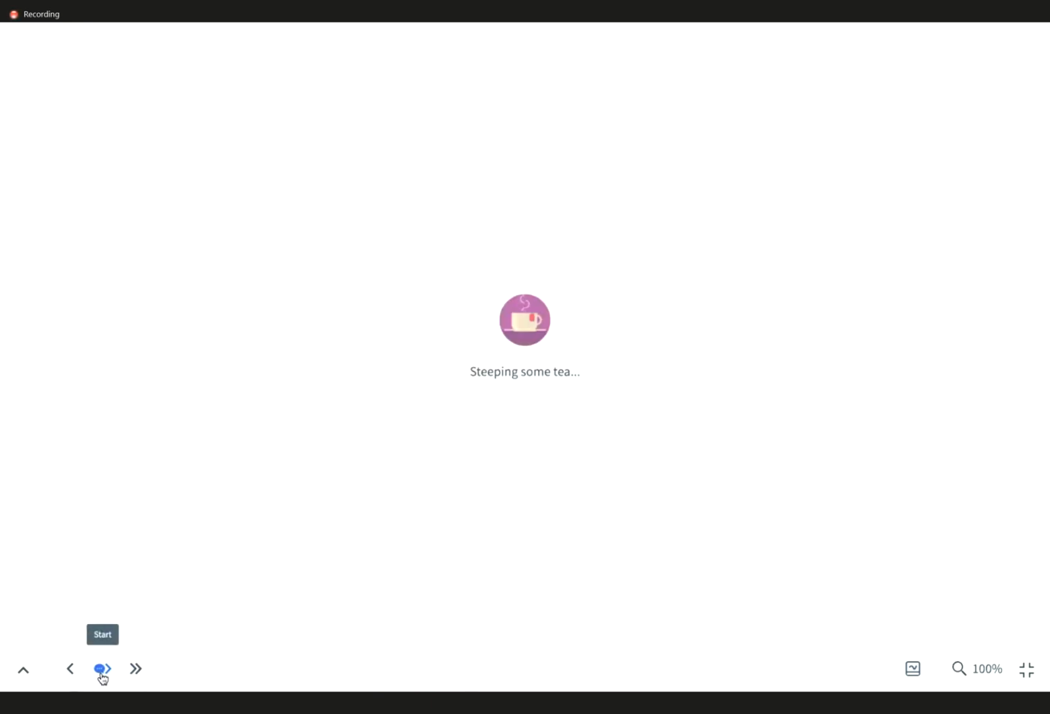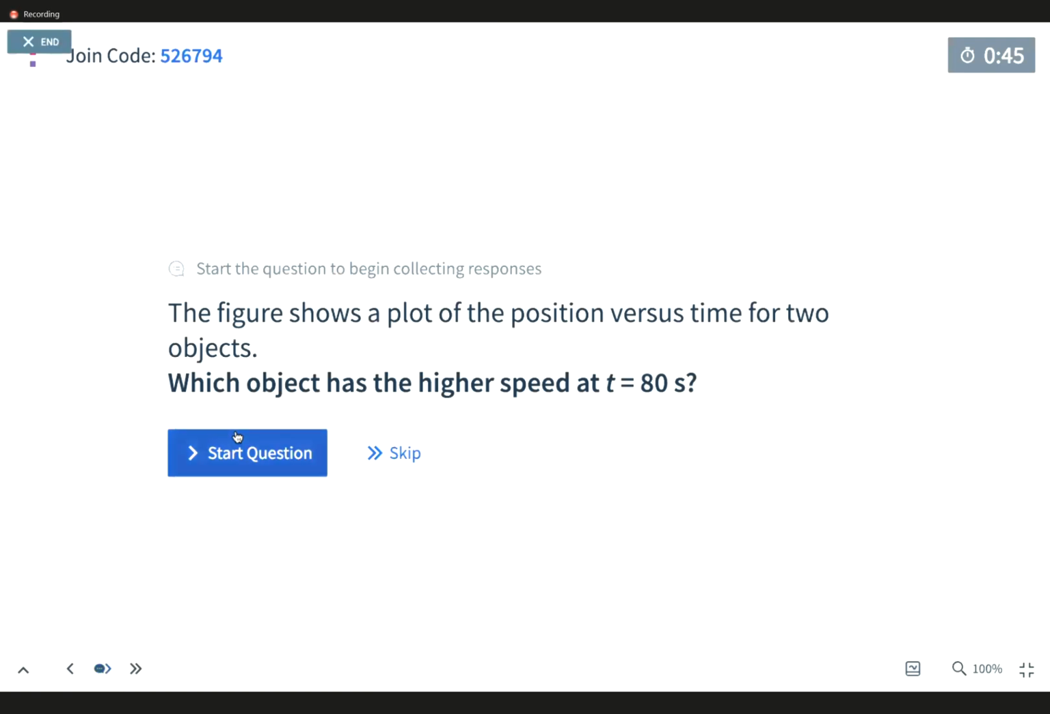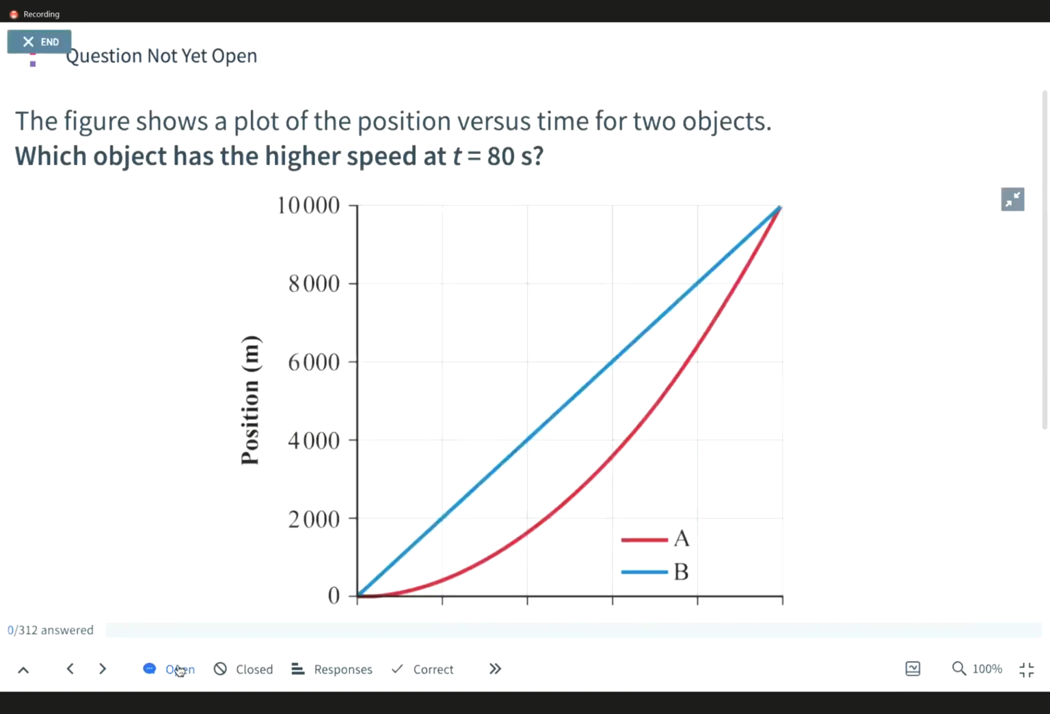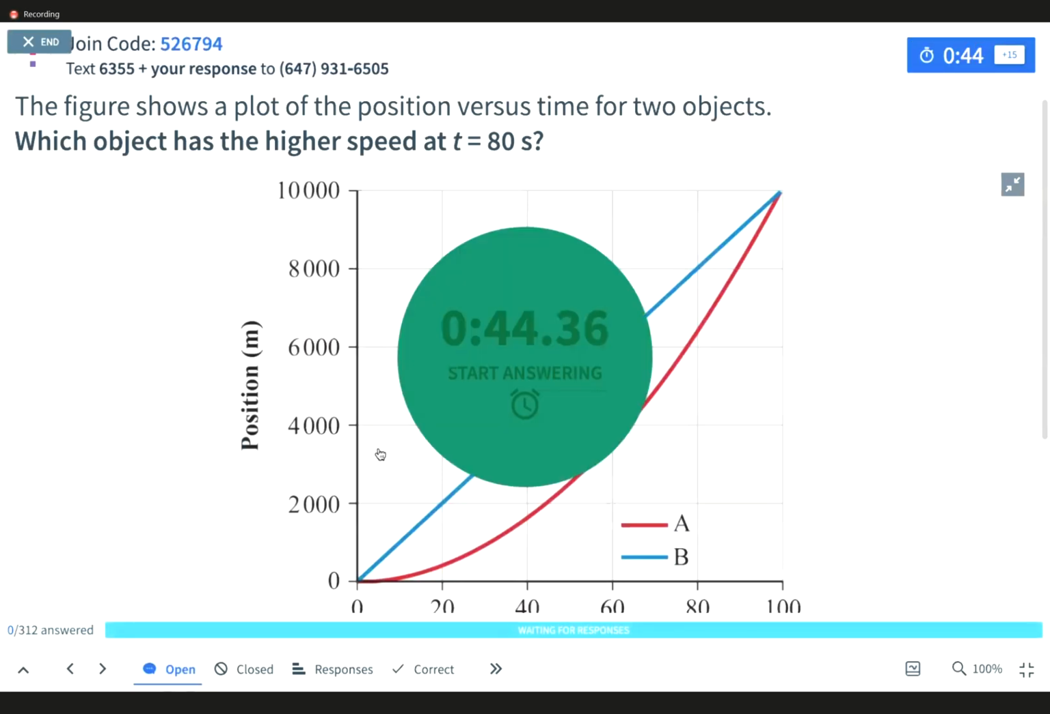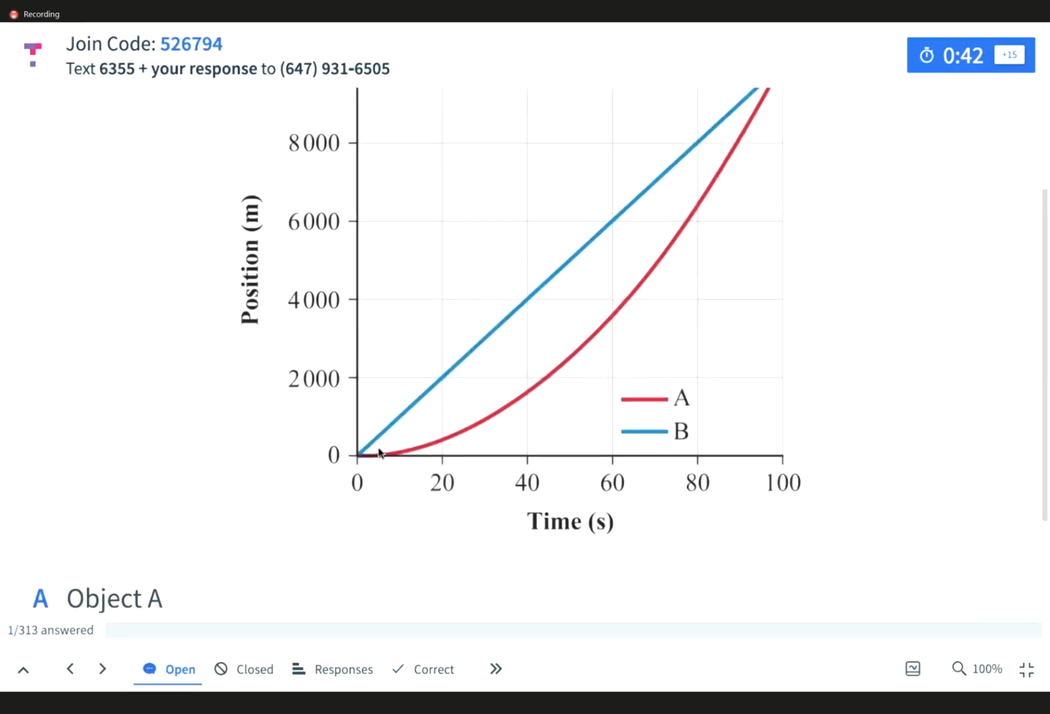Moving on to the next question, we want to ask the same question, but which object has the higher average speed at 80 seconds? Object A, object B, or they both have the same speed?